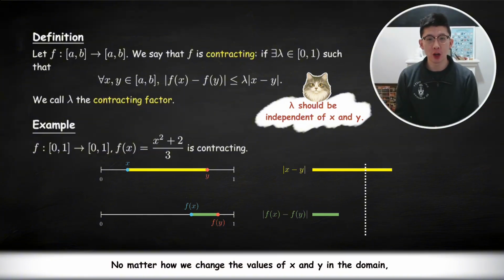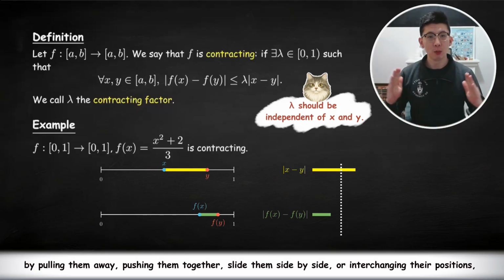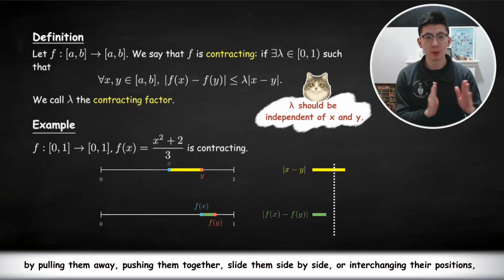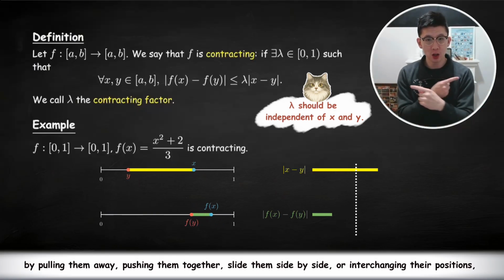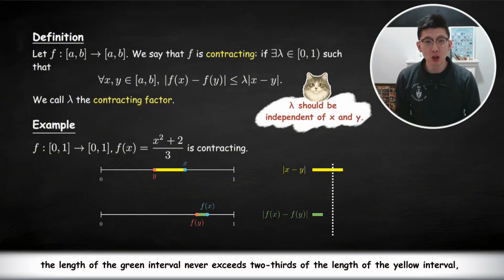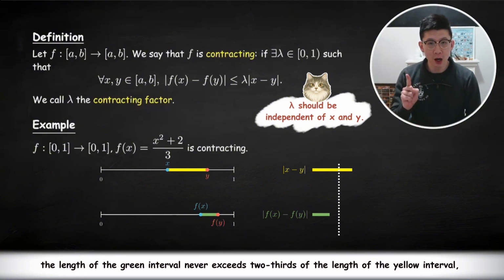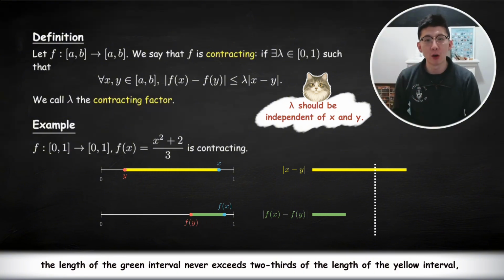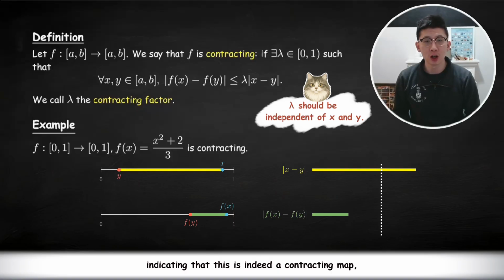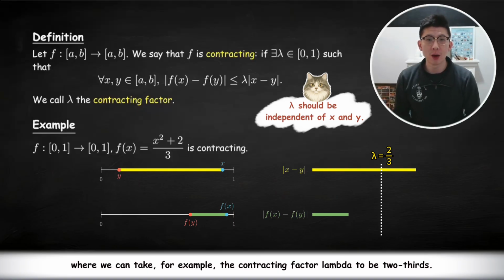No matter how we change the values of x and y in the domain, by pulling them away, pushing them together, sliding them side by side, or interchanging their positions, the length of the green interval never exceeds 2/3 of the length of the yellow interval, indicating that this is indeed a contracting map where we can take, for example, the contracting factor lambda to be 2/3.